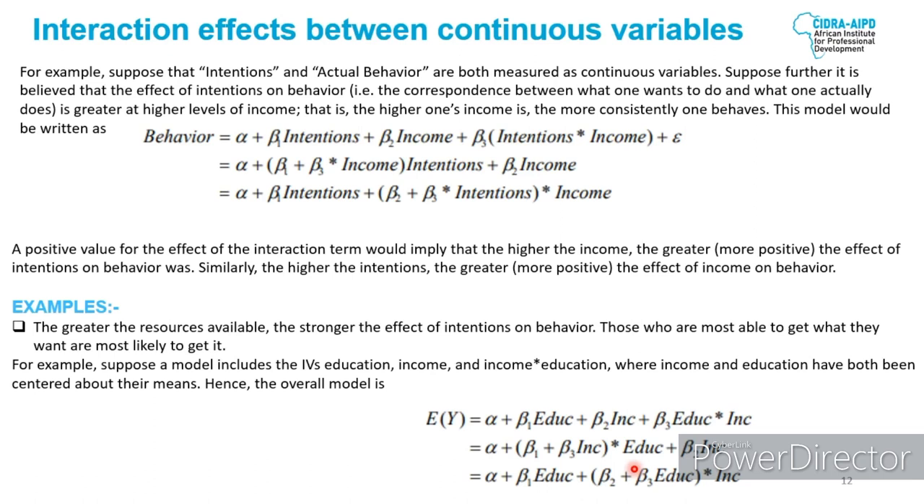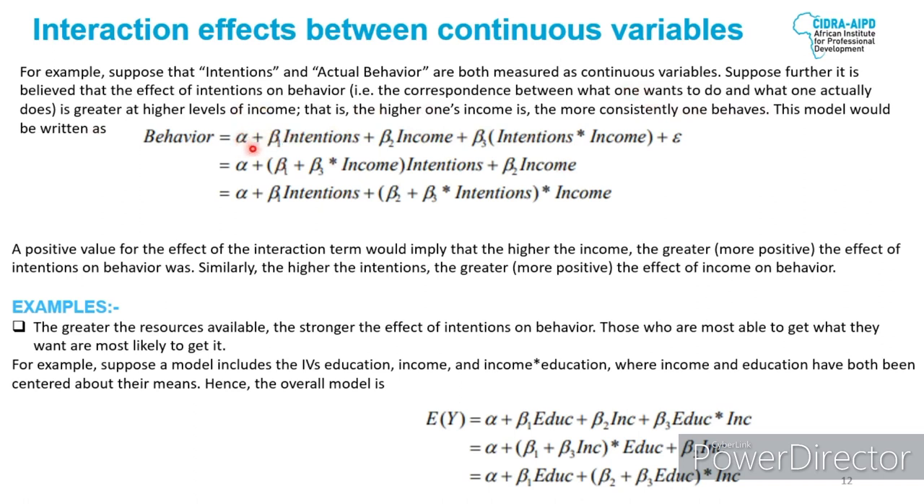So now, interaction effects between continuous variables. For example, suppose that intentions and actual behavior are both measured as continuous variables this time. Suppose further, it is believed that the effect of intentions on behavior, that is the correspondence between what one wants to do and what one actually does, is greater at higher levels of income. That is, the higher one's income is, the more consistently one behaves. The model would then be written as follows.